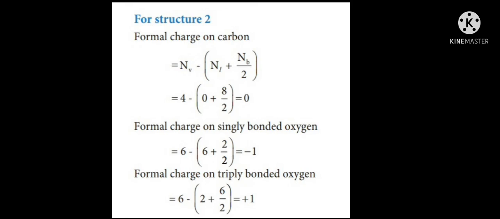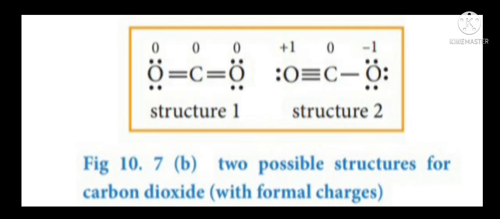Next, the formal charge on the singly bonded oxygen. It is given by 6 minus (6 plus 2 by 2), which is equal to minus 1. The formal charge on the triply bonded oxygen is given by 6 minus (2 plus 6 by 2), which is equal to plus 1.